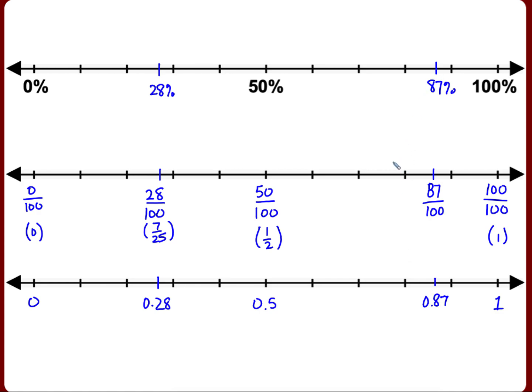So the point here is that any given number can be represented in at least 3 different ways: as a percent, as a fraction, and as a number or decimal.